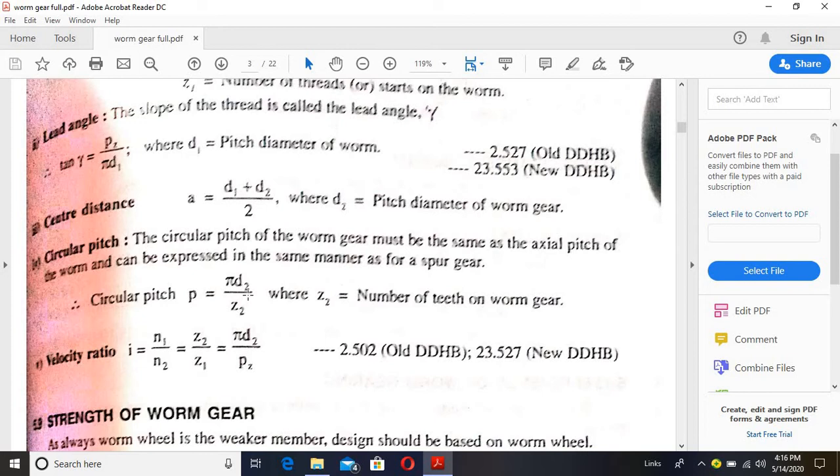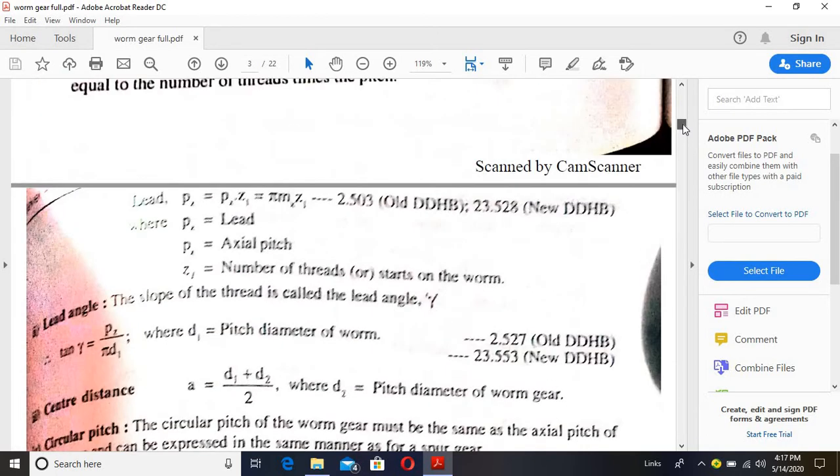So that's why we'll get d2, z2, since it is for the gear, where z2 is equal to the number of teeth on the worm gear. The next formula is the velocity ratio i, equal to N1 by N2, equal to Z2 by Z1, equal to pi D2 divided by Pz. This is the formula to calculate the velocity ratio i.